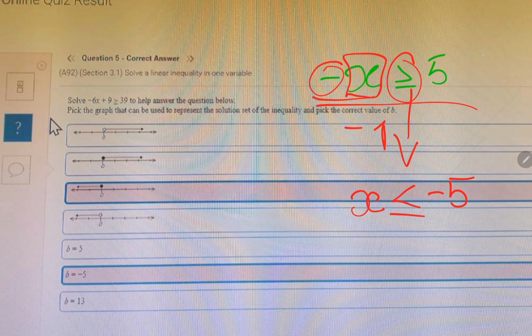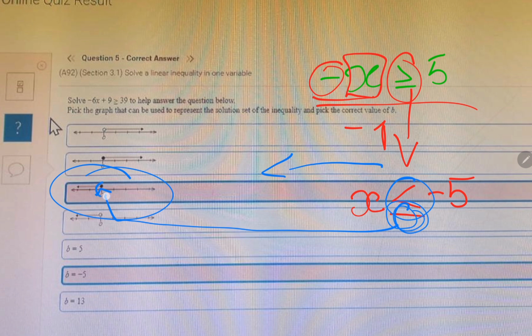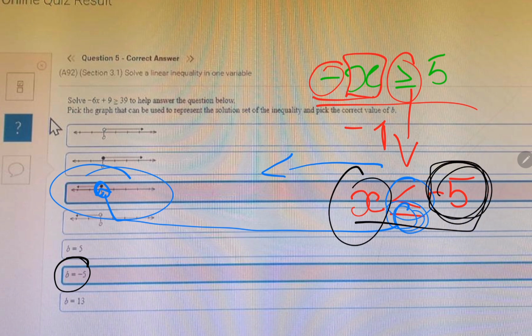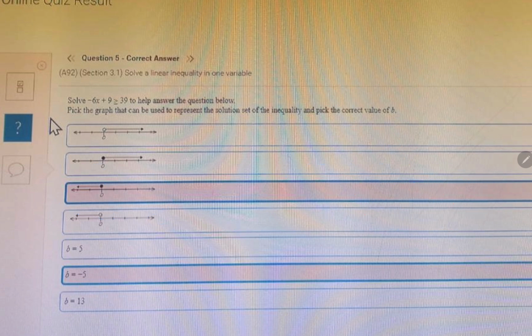Now, to which direction is the arrow pointing? It is pointing towards the left side. That means this is our answer. Why? Because there's also an equal. If there is an equal, that means the circle is full. And whenever they ask for b, it is usually the number that is next to x, or the number that we found that corresponds to the x. In this case, it's -5. So that's number 5 done.